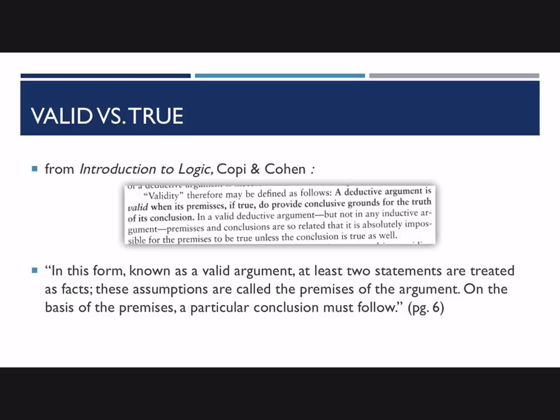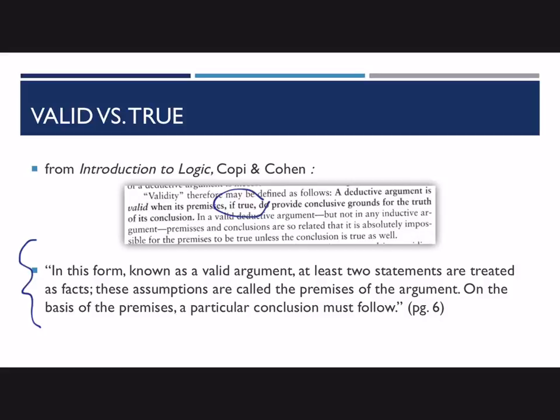There is a difference between valid and true arguments, and I've copied a passage here from a textbook called Introduction to Logic. A deductive argument is valid when its premises, if true, do provide conclusive grounds for the truth of its conclusion. The important thing to notice is that we're thinking about the situation where the premises are true, even though they may not actually be true. So you can have a valid argument that has false premises, but we have to think about if they were true, would the conclusion also be true?